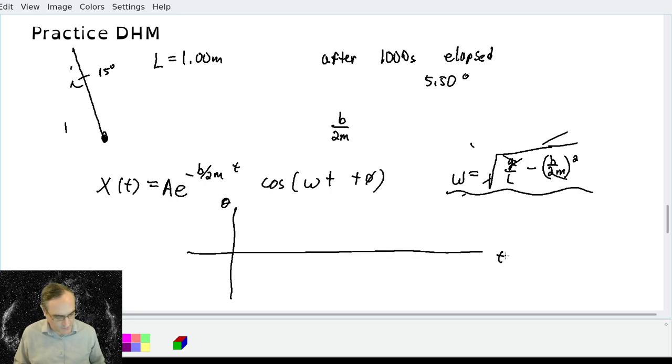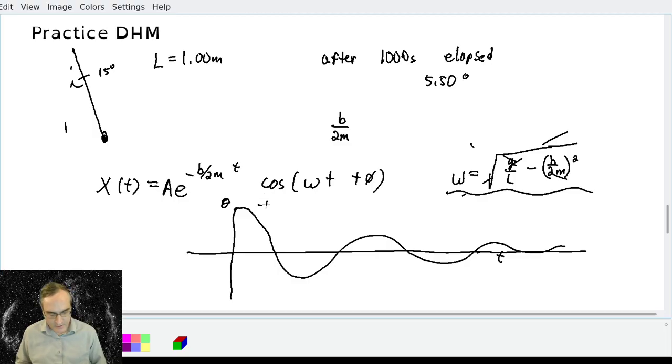We have an angle theta, we have a t, and it starts out at its maximum and it will fall off, and then it will proceed to oscillate, decreasing in magnitude continuously from thereafter. And we know that this starts out at 15 degrees, and at some point you get 5.5 degrees at some time 1,000 seconds later. Now here's the thing, if we know that it's 5.5 at its largest, that means we're looking at 2 points that are at the peak.